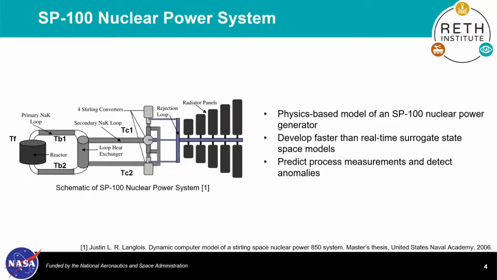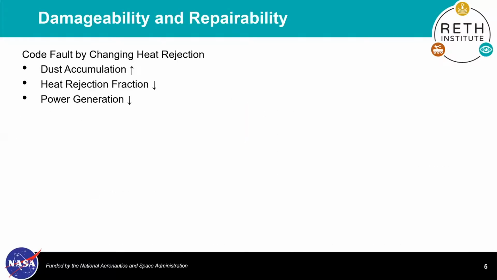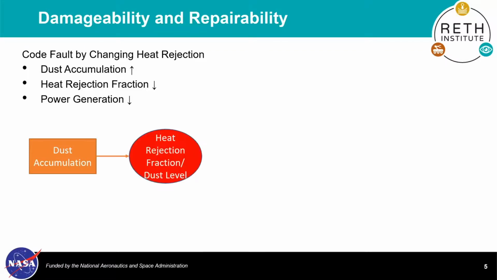The model was used to develop discrete time state space models in order to predict process measurements and ultimately detect anomalies. For damageability, the effects of dust accumulation were modeled. The heat rejection would be affected by the dust accumulation, which would in turn degrade the power generation. Therefore, for the given dust accumulation, the heat rejection fraction of the nominal value is determined. This will be a value between 0 and 1, with 1 being the nominal case.